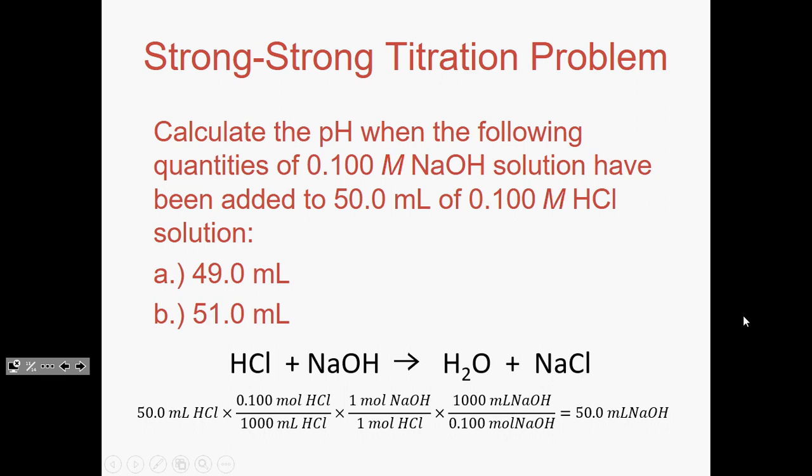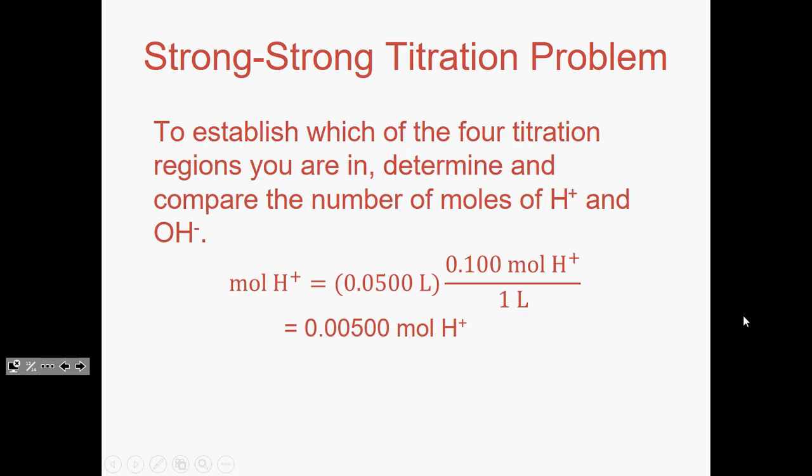So notice what we're looking at is right before the equivalence point and right after the equivalence point. We should be seeing a very big change in pH between these two because we're right close to the equivalence point. So let's go through and calculate both. Now to establish which of the 4 regions, which honestly we already know, we're starting before the equivalence point.